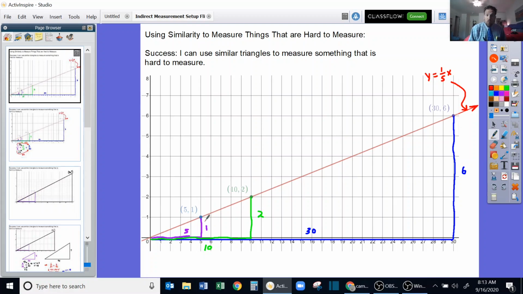That slope would be rise of 1, run of 5. I've got this other one, 2 to 10, keeping in mind that this 10 is all the way back to the vertex. It's not related to this particular triangle here. So this rise is 2 and run of 10. And I could draw a nice big one, 6 by 30.